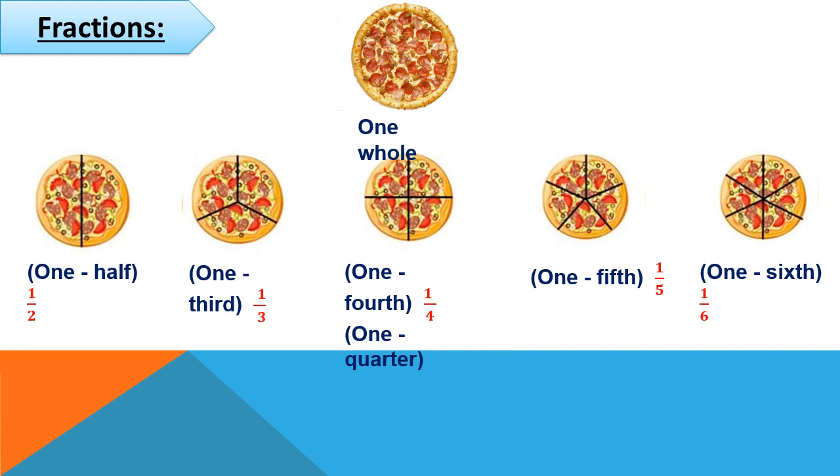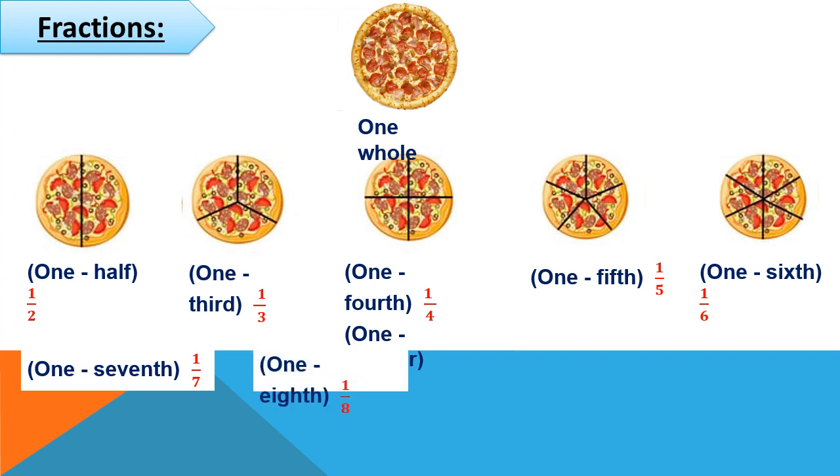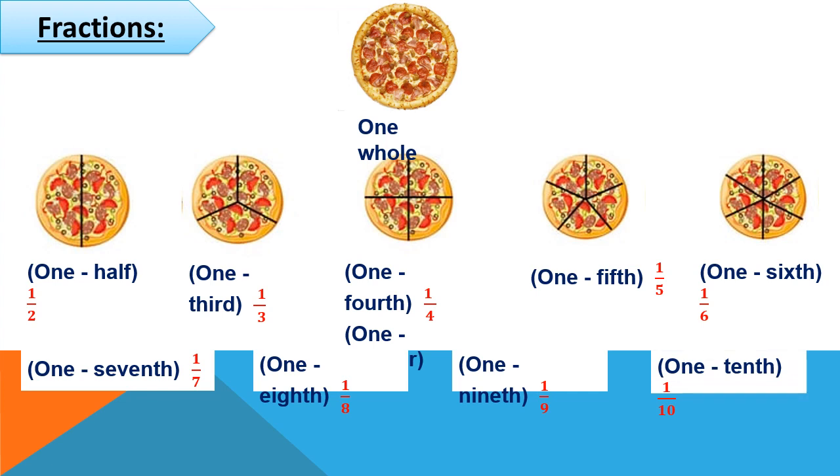If they are seven kids, each one will take 1/7. If they are eight, 1/8. If they are nine kids, each one will take 1/9, and it can be written like this, 1/9. If they are 10 kids, each one will take 1/10, and it can be written 1/10.